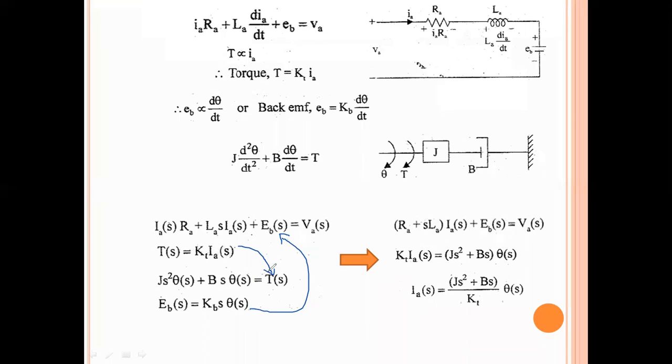And next, substitute this equation in the torque here. So we can see here like this. And we need to eliminate this IA also. So from this equation, I'll write IA is equal to like this. Bring this KT this side, so I'll get this IA value. And in the next equation, I'll replace IA here, replacing this IA value with this equation.